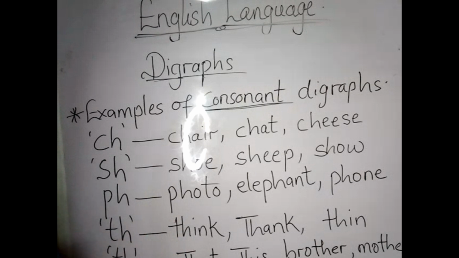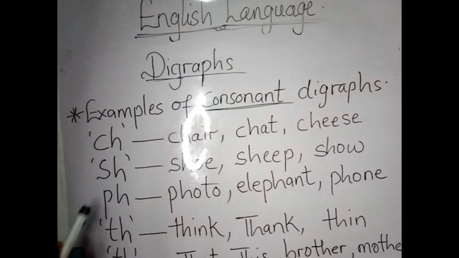So examples of words that have that DIGRAPH are shoe, sheep, show, shine, shout, short, like shut the door, or short, you're short in height.